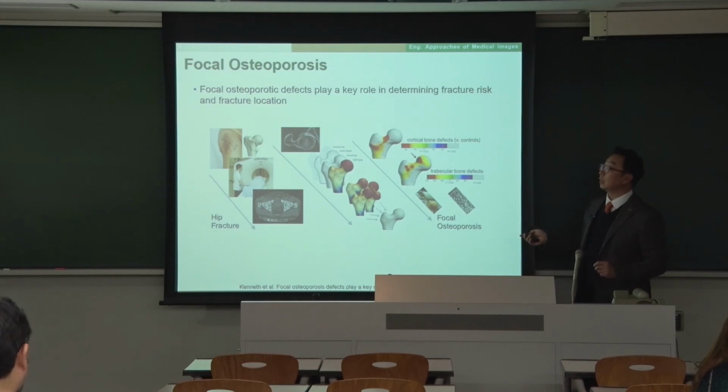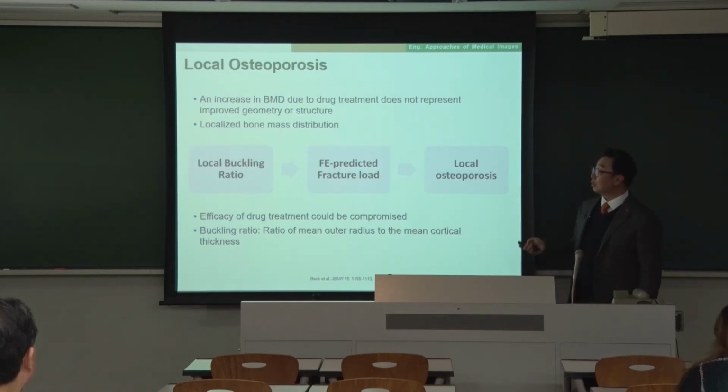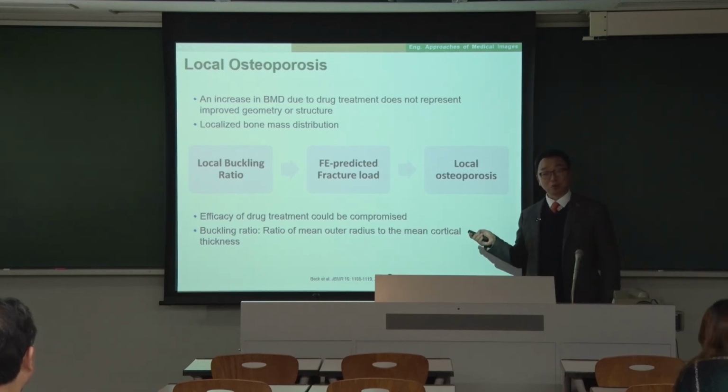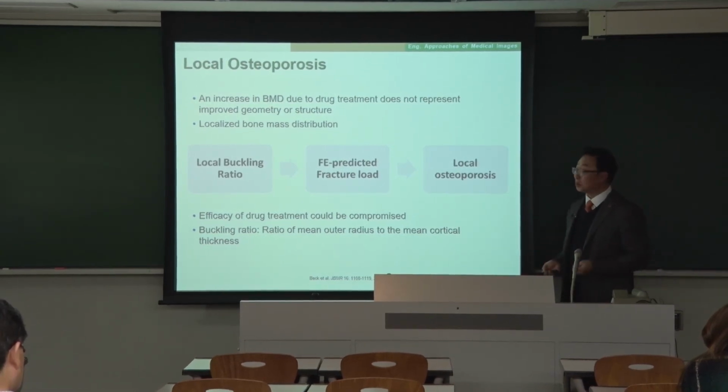So with that idea, I know Jonathan Reeve, and we've been talking about this a few years ago, and then he recently successfully published a paper. What I presented is, instead of focal, I use the word local, which means region-specific areas. So we look at the local buckling ratio, which is a very crude method, and then predicted the fracture load, and we call it local osteoporosis. I mean, we published it a few years ago.